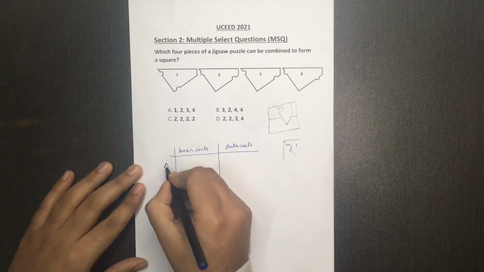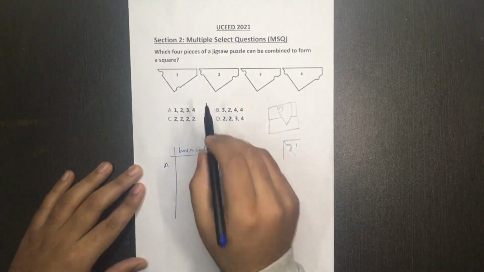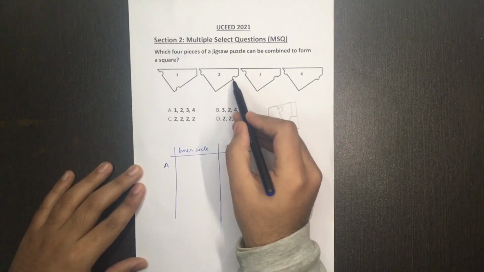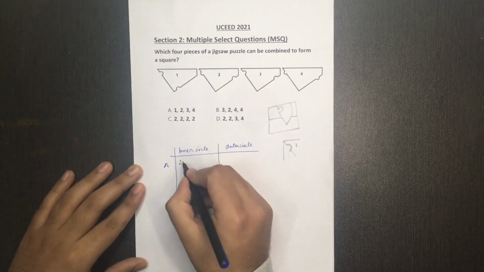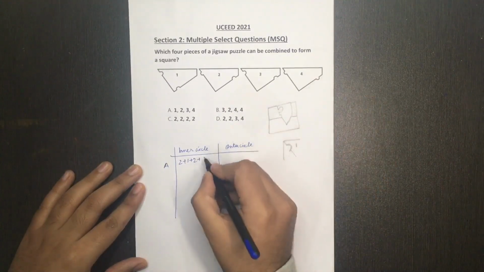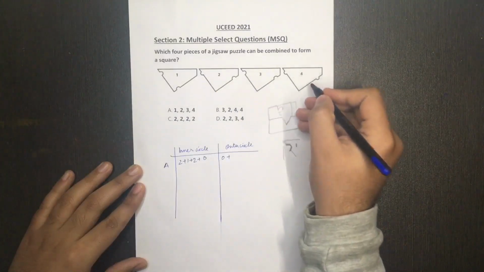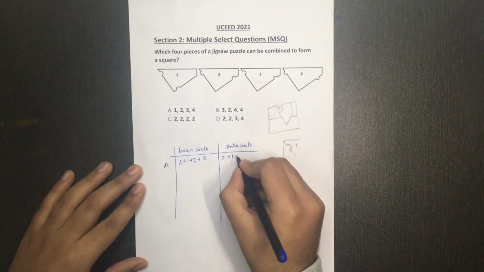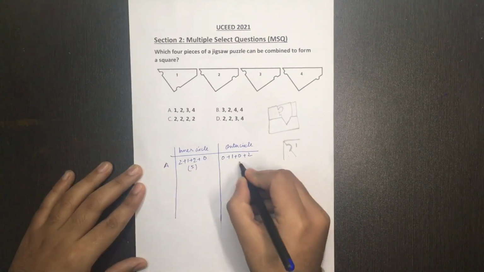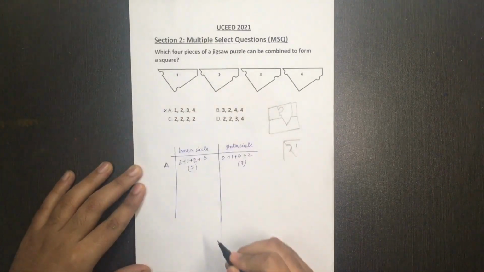Okay, option A: 1, 2, 3, 4 in this sequence. Let's start counting the inner circles first and then the outer circles. The first has 2 inner circles, the second has one more inner circle, so 2 plus 1 plus another 2, and over here there is 0. For outer circles, 0 over here, 1 over here, 0 over here, and 2 over here: 0, 1 plus 0 and 2. So this is basically 5, and this is 3. These are not equal, so definitely we can eliminate option A.